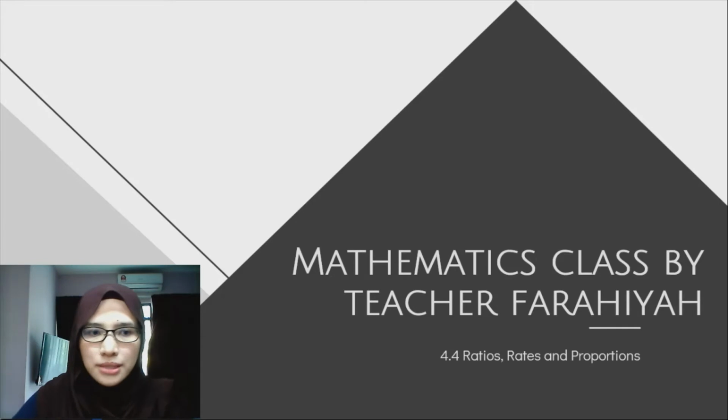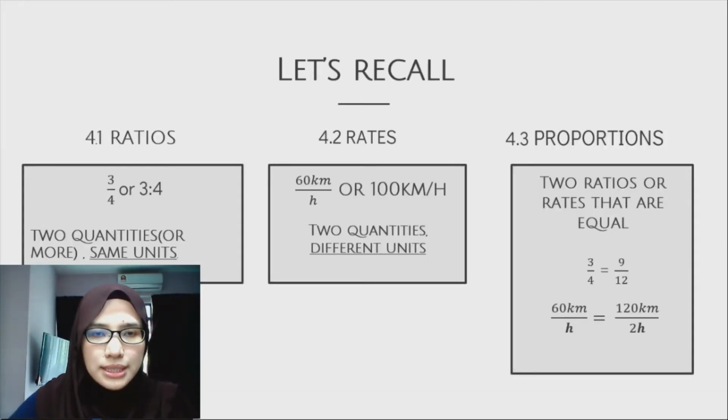Today we will continue on our topic 4.4, ratios, rates and proportions. Before we move on, let's recall what we have learned so far. The first topic is ratios, where you have two or three quantities with the same unit. Same unit here is your keyword for ratios. You are comparing two or three quantities that have the same units.